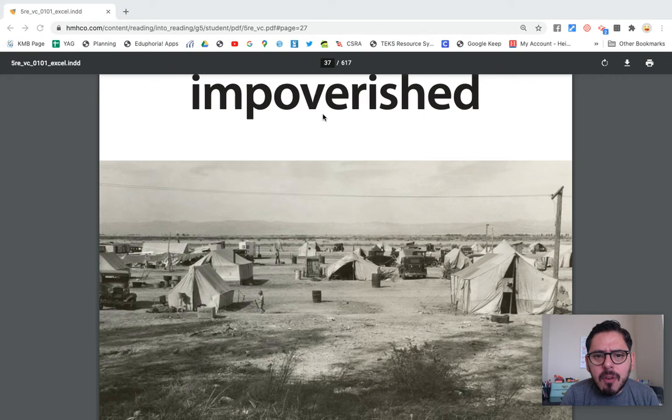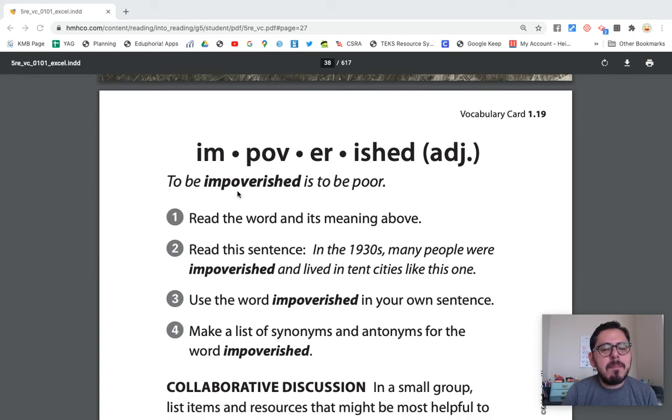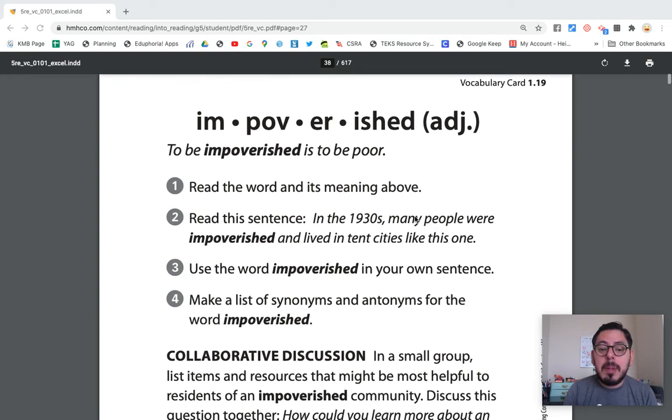Impoverished. Pover. It has the word power in it. Impover. It sounds like something. Okay, let's see. To be impoverished is to be poor. All right, so not having enough wealth to sustain yourself. Here we go. In the 1930s, many people were impoverished and lived in tent cities like this one. If they're living in a tent, it means that they don't have a lot of money. So pretty much impoverished means being poor.